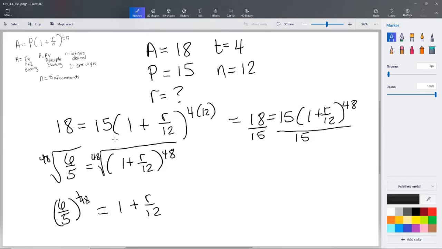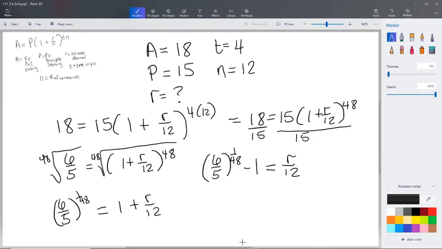All right, now we're going to subtract 1 from both sides. So this left side becomes 6/5 to the power of 1 over 48, minus 1, equals R over 12. And let's leave that for just a second here. Let's go ahead and use our calculator at this point to figure out what we're going to have before we do the final push to get our interest rate here.